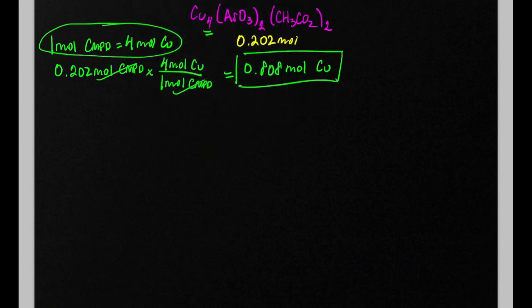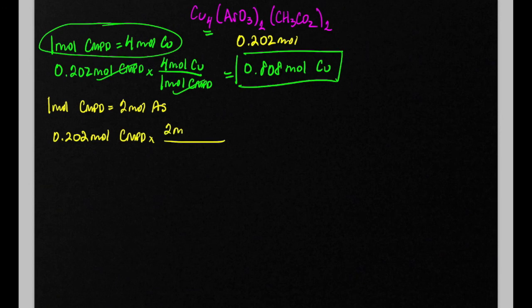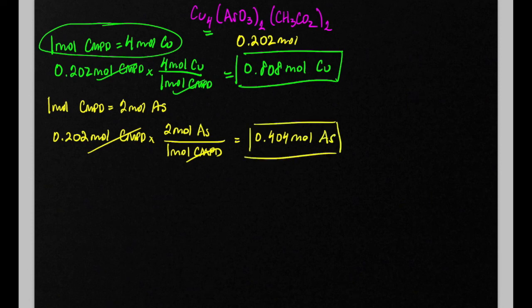And we keep repeating this procedure for the different elements. Now, 1 mole of the compound, as we discussed previously, has 2 moles of arsenic. And so we would set up the conversion like this: 2 moles of arsenic over 1 mole of the compound. Moles of compound cancels, and we're left with 0.404 moles of arsenic. So this is how you do the mole to mole conversions.